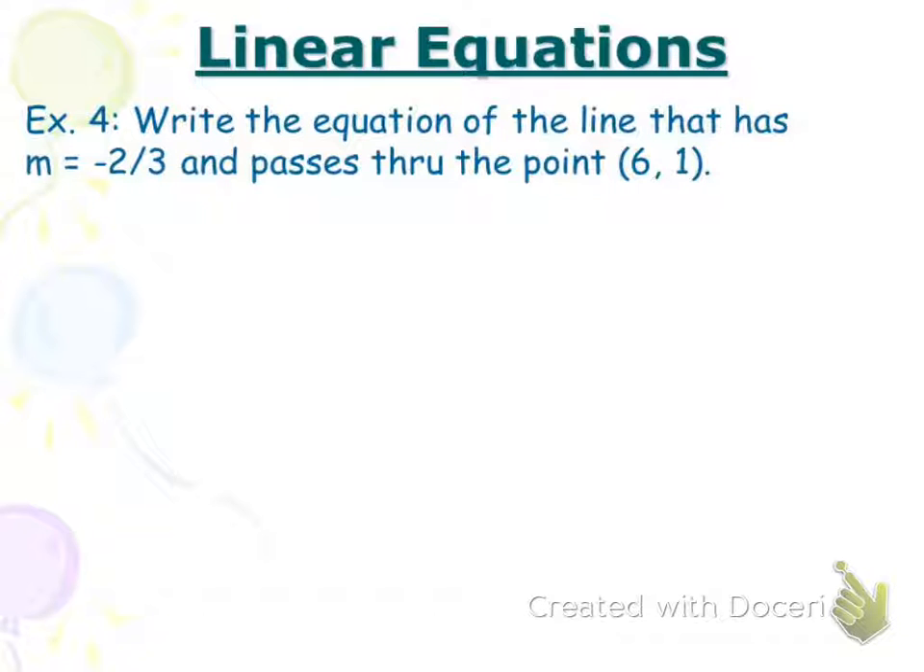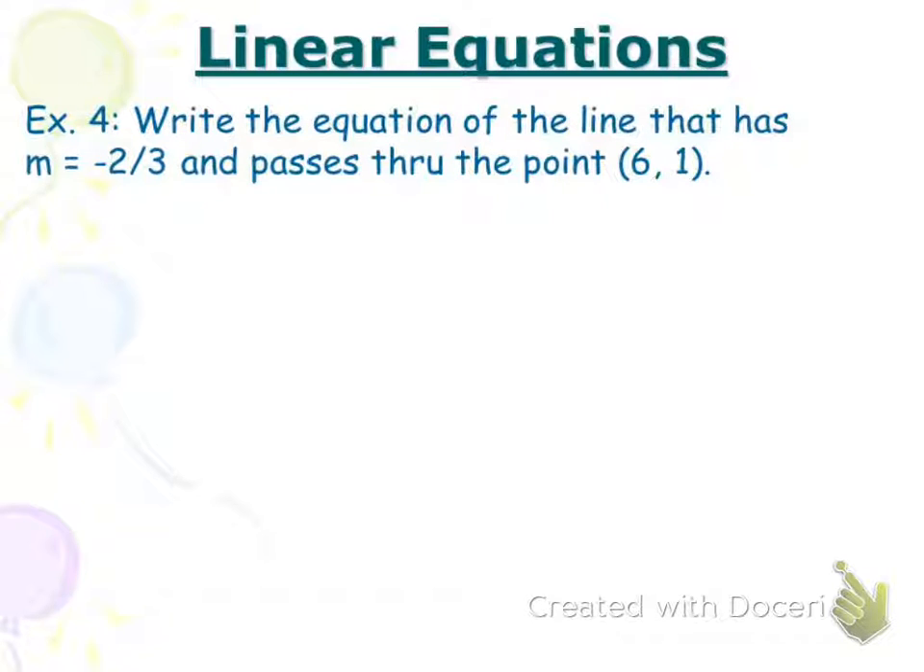Oof. All right. Write the equation of a line that has a slope of negative 2/3 and passes through the point 6,1. Now, the directions here are missing something, right? They don't tell us what form to put the equation into. On your test, I'll be specific about your final answer should be in standard form, or your final answer should be in slope-intercept form. Okay?